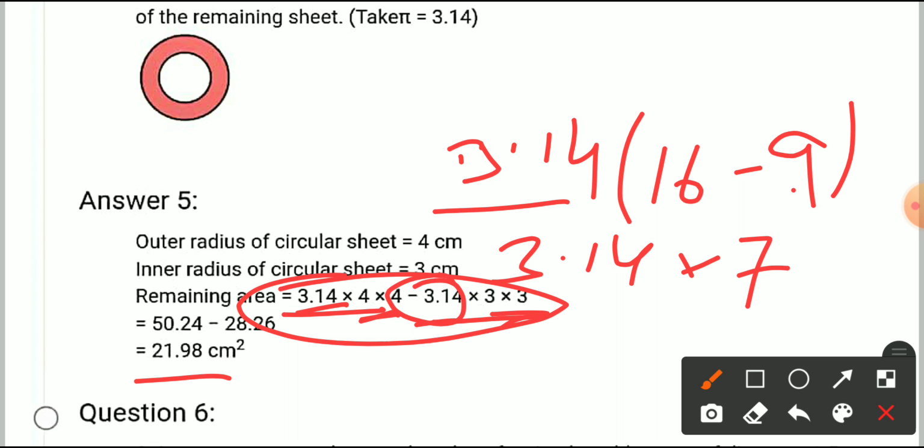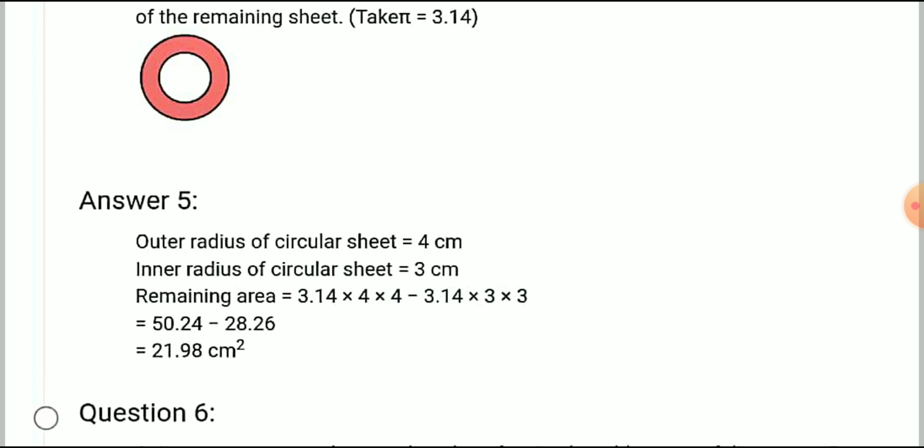If you understand this, that is very good. Otherwise you can copy the same. Now question number 6.